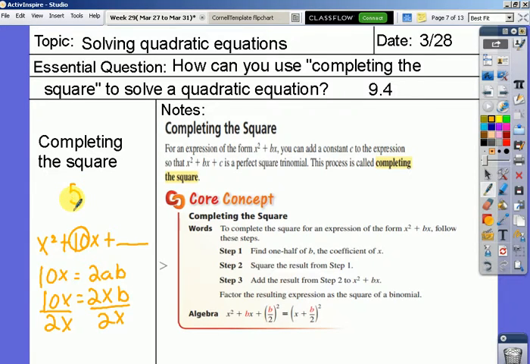Step 2 says square the result from step 1. So that's what we're going to do. We're going to move to squaring it, and we get 25. And then we finally complete it with step 3, add the result from step 2 to x squared plus bx, which is what we did in the bell work, and that's how we got 25. And we completed the square.